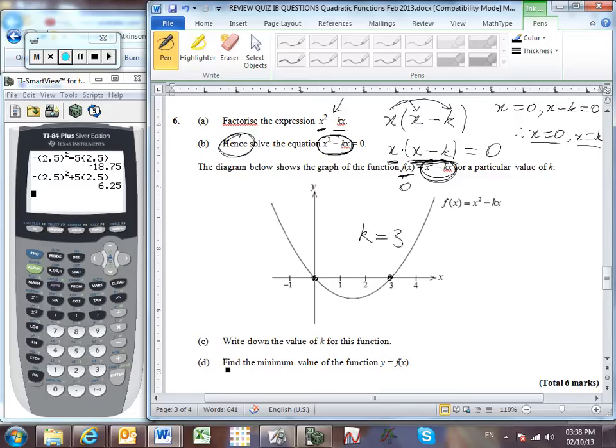And part D, what is the minimum value of this function? Well, we know that the minimum value must occur at exactly the midpoint. So then we should be able to take this value of 1.5. I know it's 1.5 because 0 plus 3 over 2 is the midpoint of the two x-intercepts.